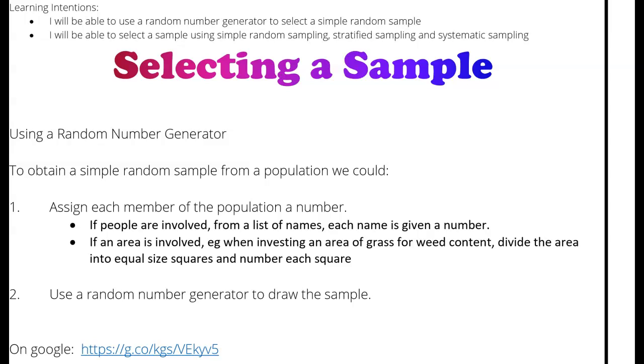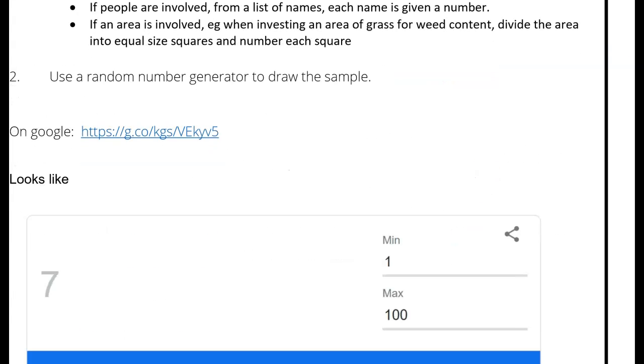You might be a geologist and need to sample all the different rocks, and you might have an area in which you need to mine. So you could have different sections, say a metre squared or 10 metres squared, and each section is allocated a number. Then you randomly select a section to find information about the rocks within that particular section of land. There's an example there about an area of grass for weed content. Then we'll use the random number generator to draw the sample.